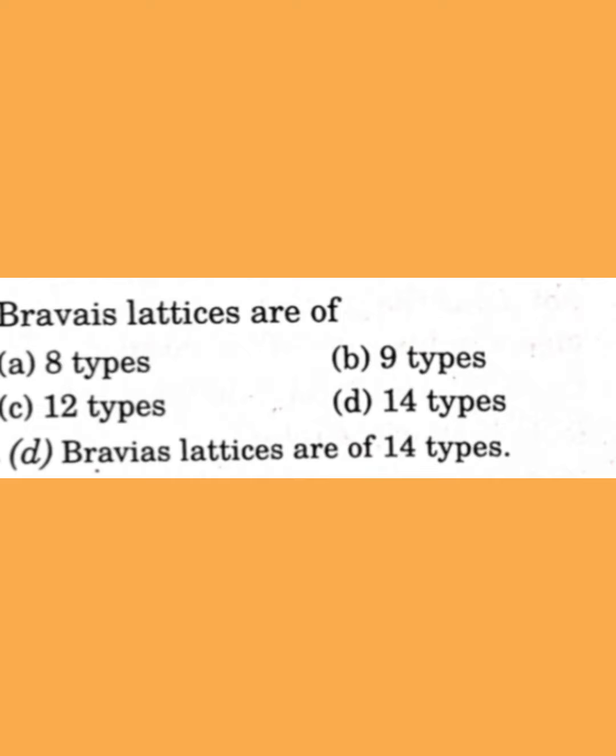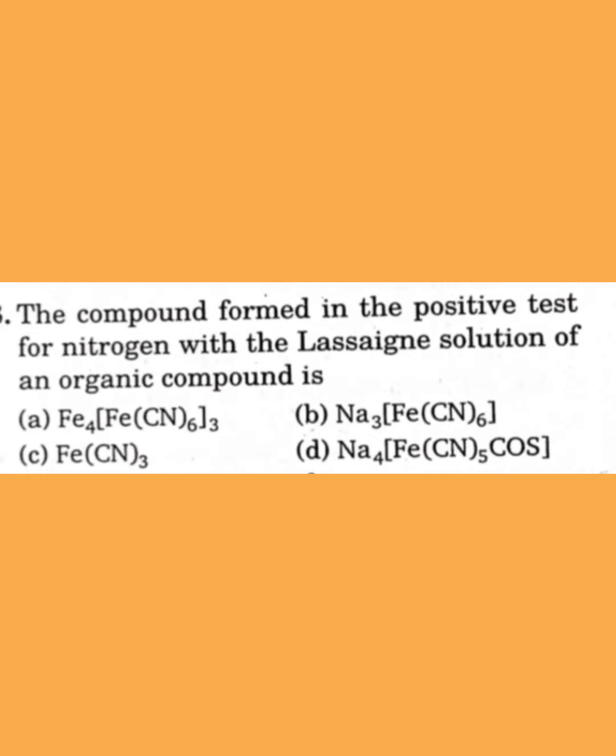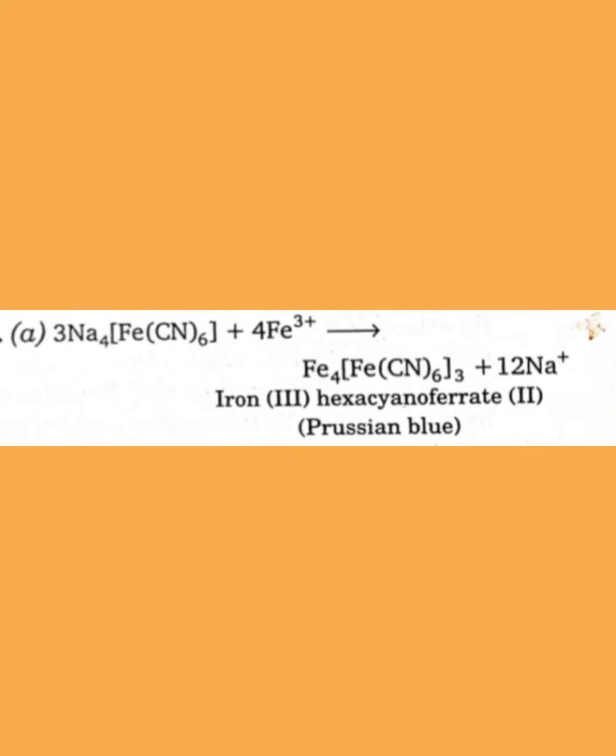Next question. Bravais lattices are of options: 8 types, 9 types, 12 types, 14 types. Correct answer is option D, 14 types. Next question. The compound formed in the positive test for nitrogen with the Lassaigne solution of an organic compound is option A. Iron 3 hexacyanoferrate 2 or Prussian blue is the answer.